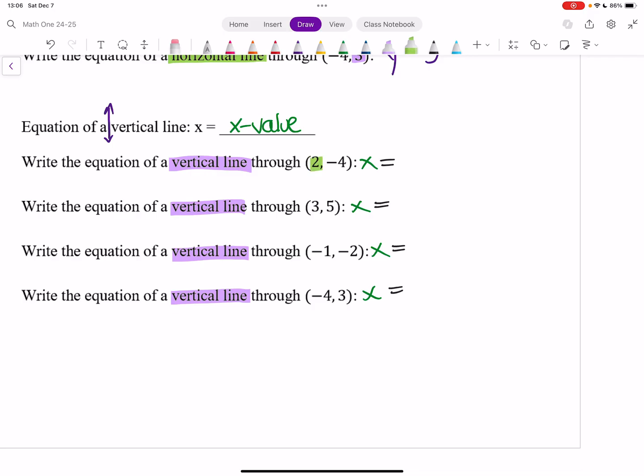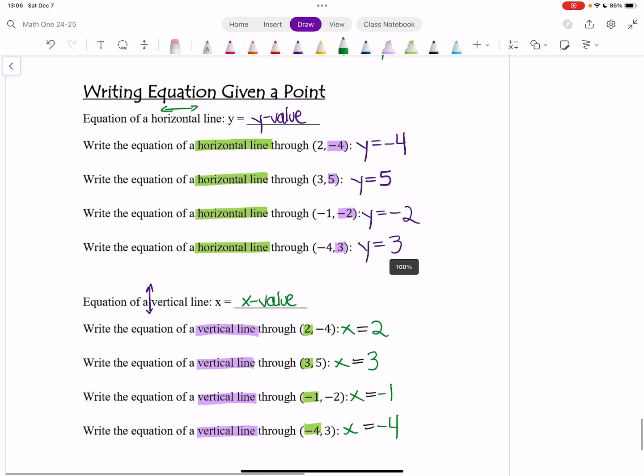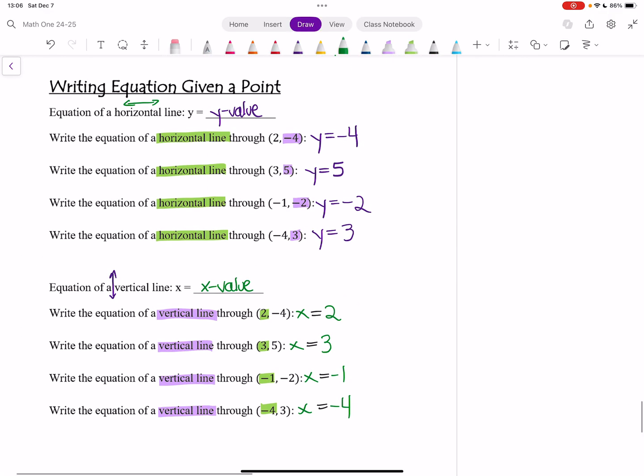Looking at this first point, the x value is 2, so the equation of the line is x equals 2. Looking at the second point, the x value of the point is 3, so the equation of the line is x equals 3, then x equals -1, and then finally x equals -4. And that's how you can write equations of horizontal and vertical lines when you're given a point.